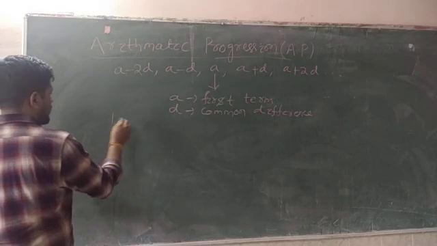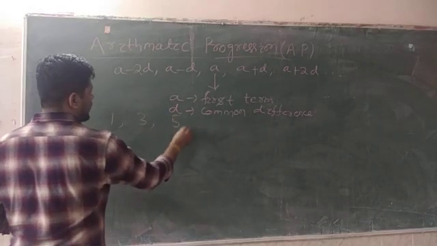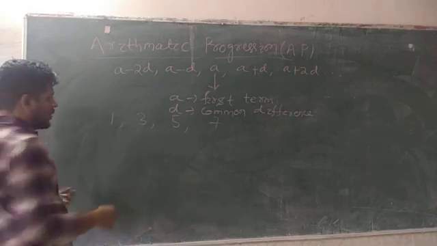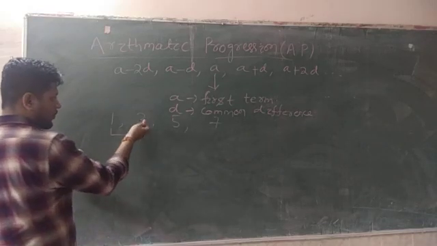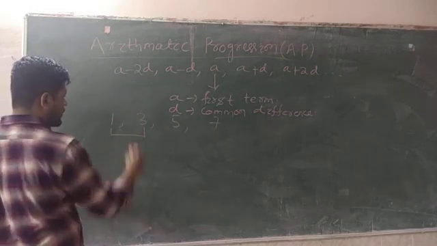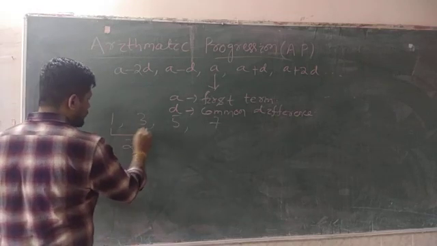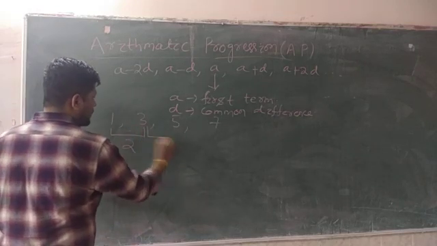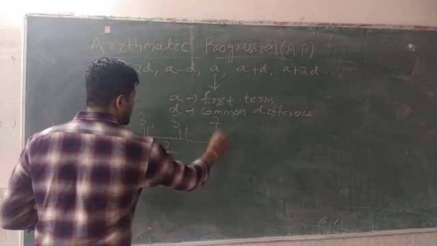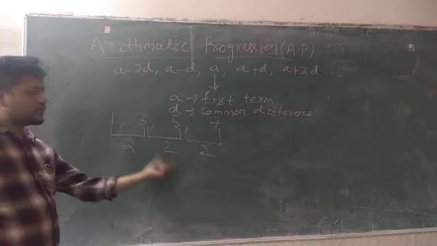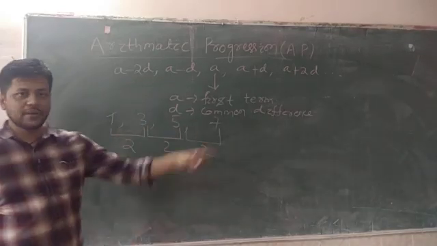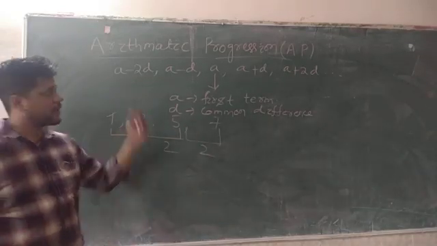Then how to recognize, for example, 1, 3, 5, 7. How to find the common difference? Common difference is always calculated by subtracting the previous number from the succeeding number. So 3 minus 1 is 2. Then 5 minus 3 is 2. Then 7 minus 5 is 2. So the common difference is 2 and the first term is 1. So 1, 3, 5, 7 is one example of an arithmetic progression.